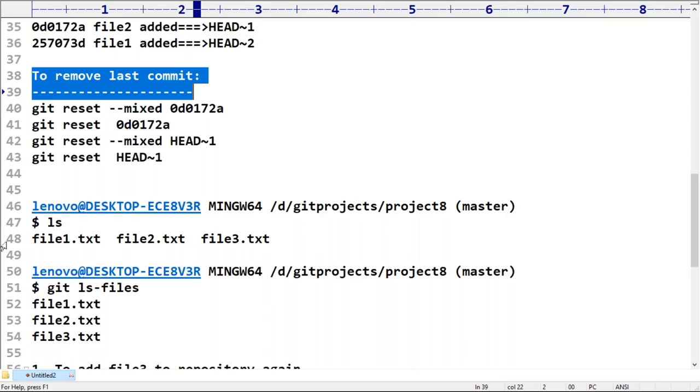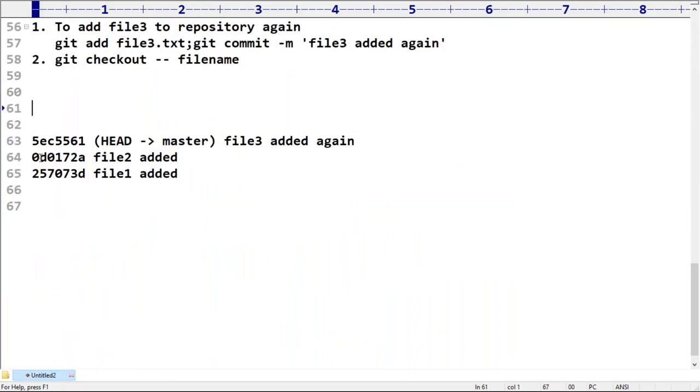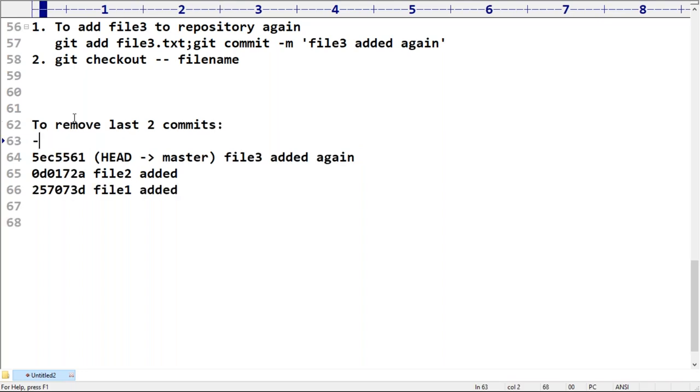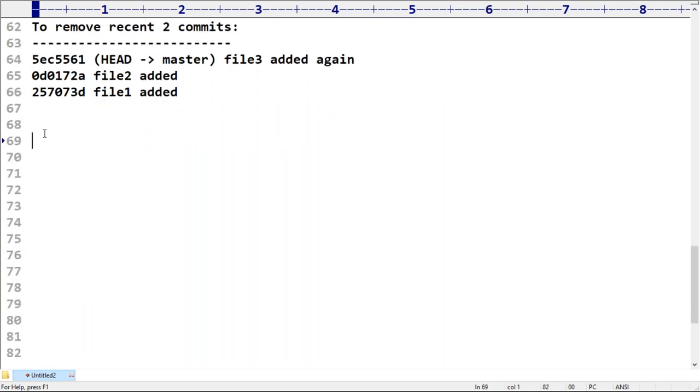Now my requirement, listen carefully. I want to remove these 2 commits, the last 2 commits, I mean the recent 2 commits. Can you please tell what is the command we require to use? Please respond, friends, to remove the recent 2 commits.